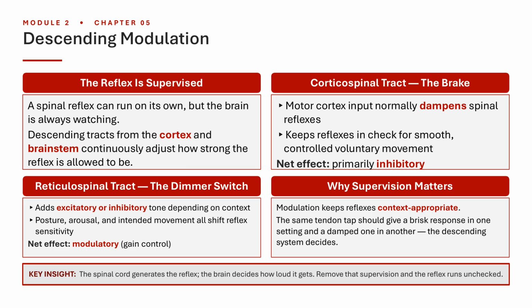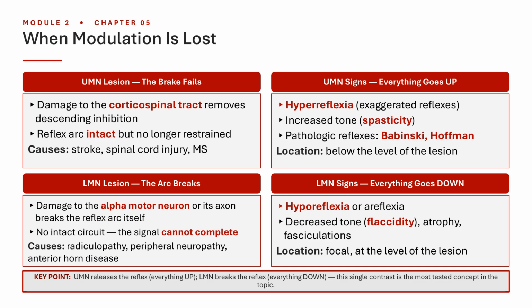If the lesion damages the brain or the corticospinal tract, the brake is gone. The spinal reflex arc is intact but no longer inhibited. The reflex runs unchecked. Hyperreflexia is not the reflex being overactivated. It is the reflex being disinhibited. The brake has been removed. That is the mechanism. This slide is the pivot point of the entire lecture. Everything before this moment has been building to this distinction.